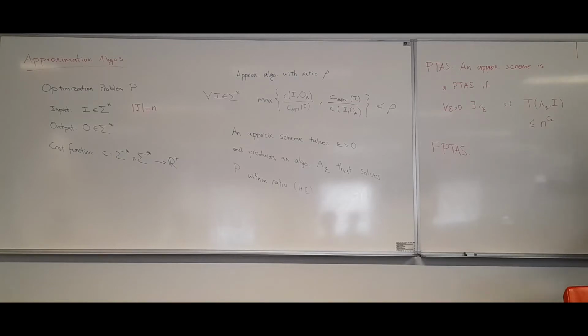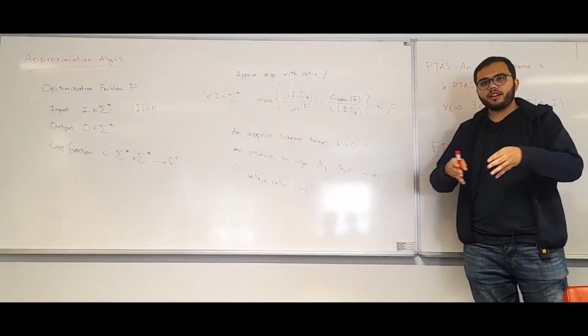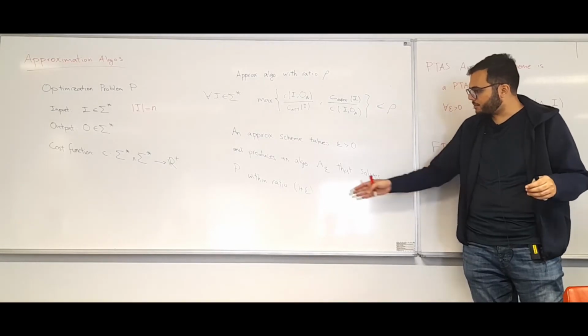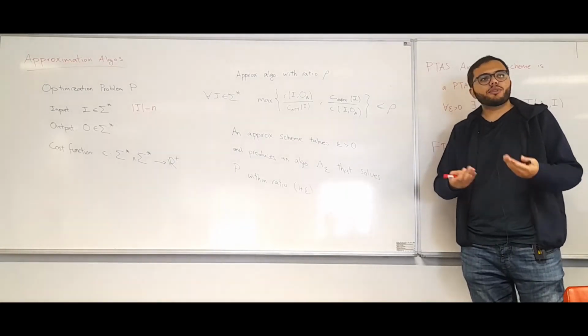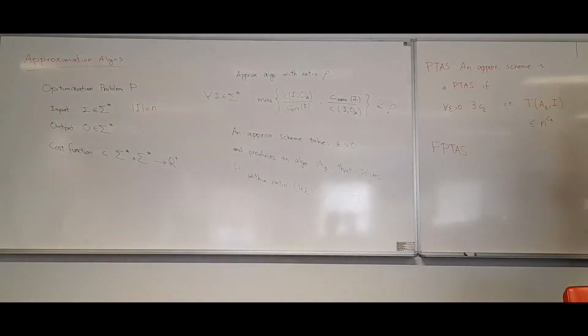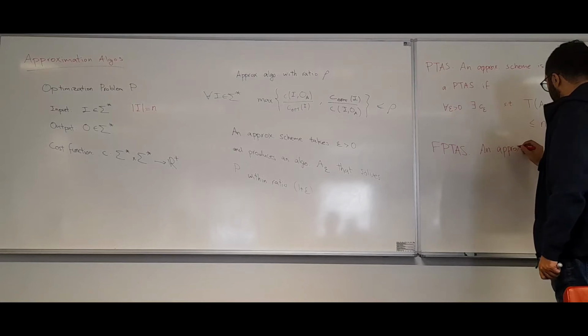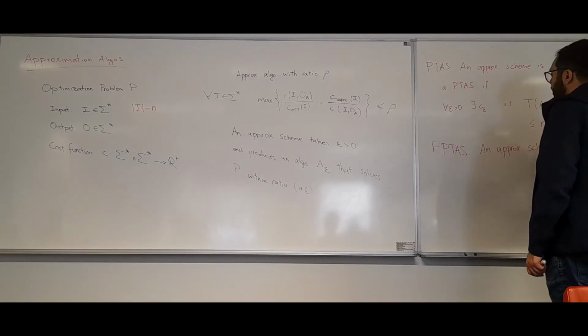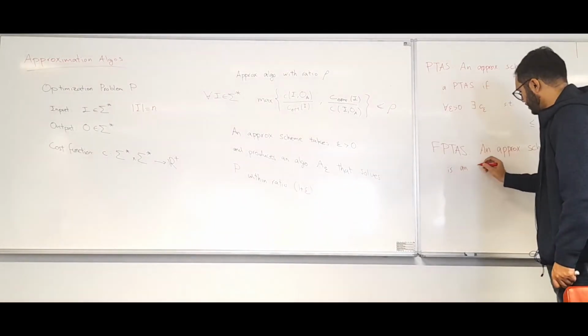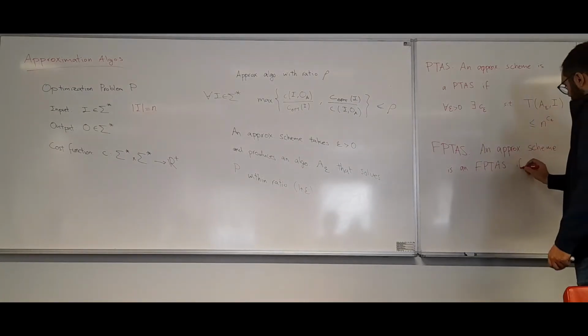So maybe I can say that I want my algorithm to have polynomial runtime with respect to n and 1 over epsilon. Okay, so as I reduce epsilon, my algorithm gets more accurate, gives me a better solution, but it's also going to take more time. And I model that by the fact that 1 over epsilon is going to increase as I decrease epsilon. So an approximation scheme is an FPTAS if I can write something like this.